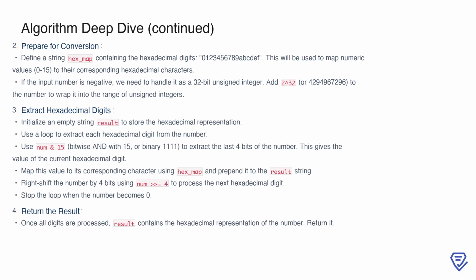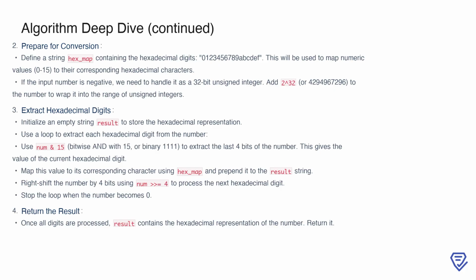Next, we prepare for the conversion process. We start by defining a string called hex_map that contains all the hexadecimal characters in order, from 0 to F. This allows us to easily map numeric values between 0 and 15 to their corresponding hexadecimal characters. If the input number is negative, we need to convert it into its 32-bit unsigned equivalent. This is done by adding 2 to the power of 32, or 4,294,967,296, to the input number. This step ensures that the algorithm can handle signed integers correctly.